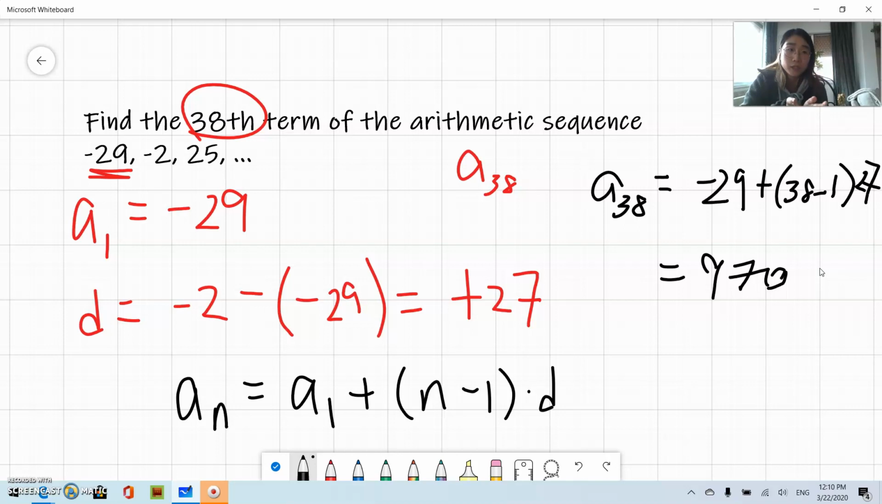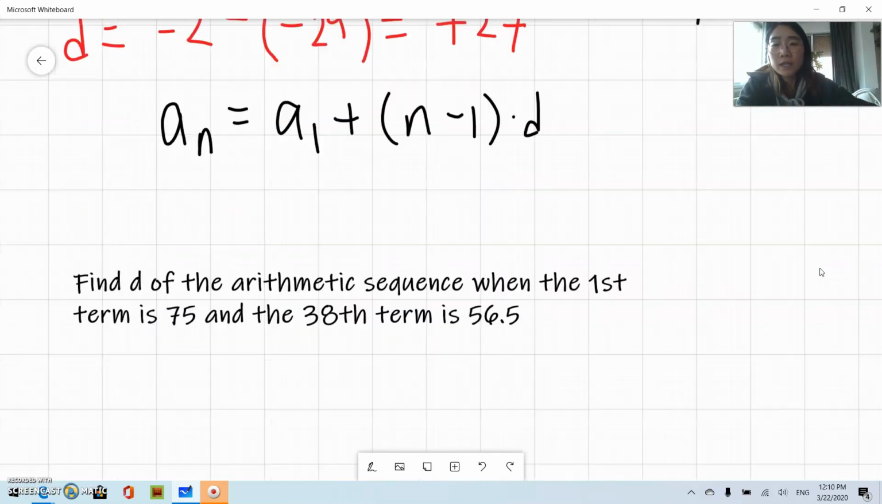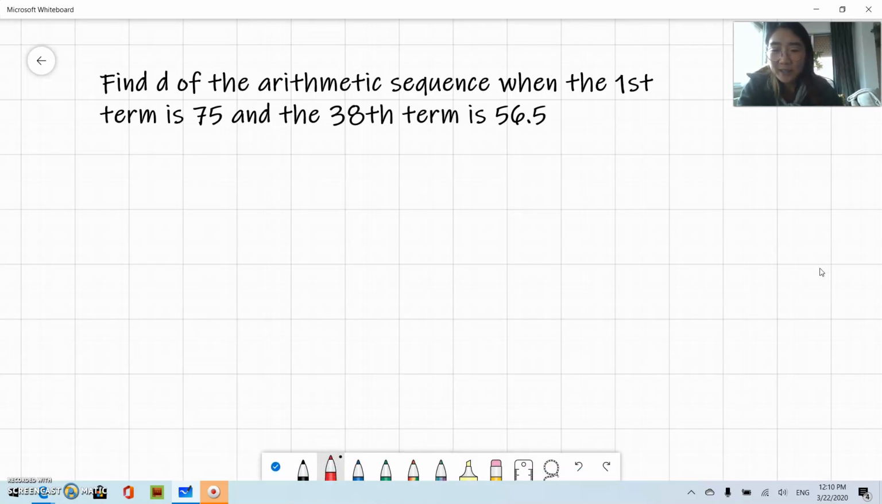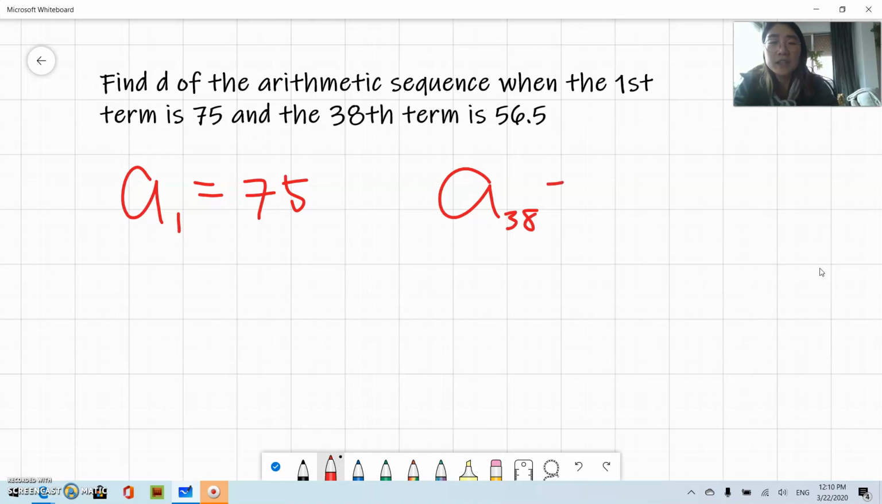So if you know the formula, which you will memorize eventually, you'll be able to find any term in an arithmetic sequence. Okay. Sorry, I had to write it out because the equation function doesn't work on this whiteboard that I have. So the first term, which is A1, is 75. And it says A38 is 56.5. And it says find d.